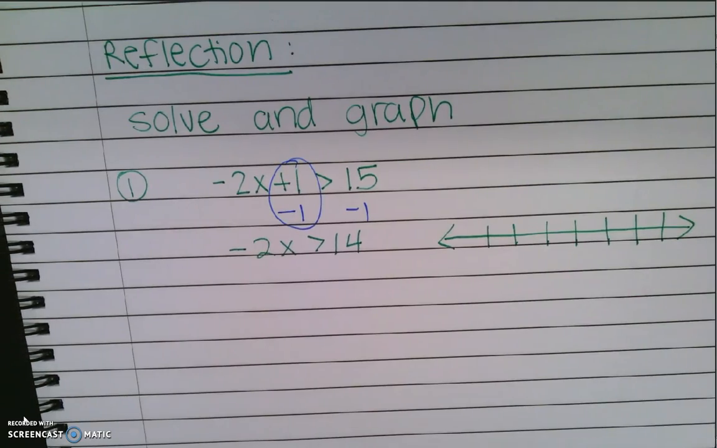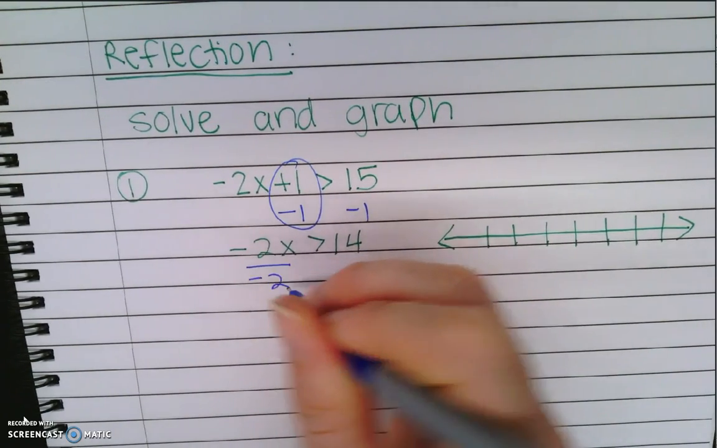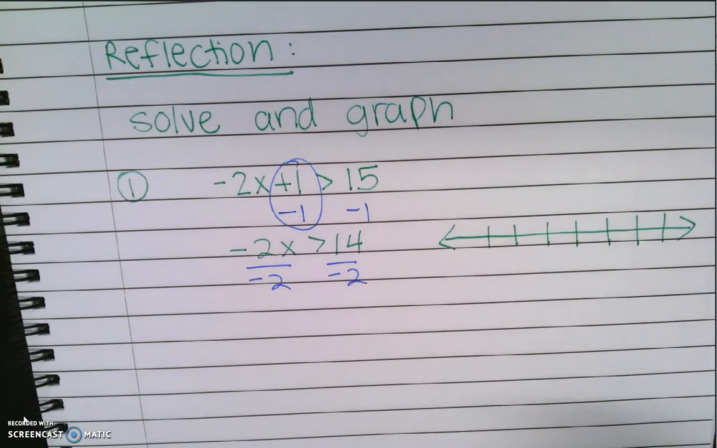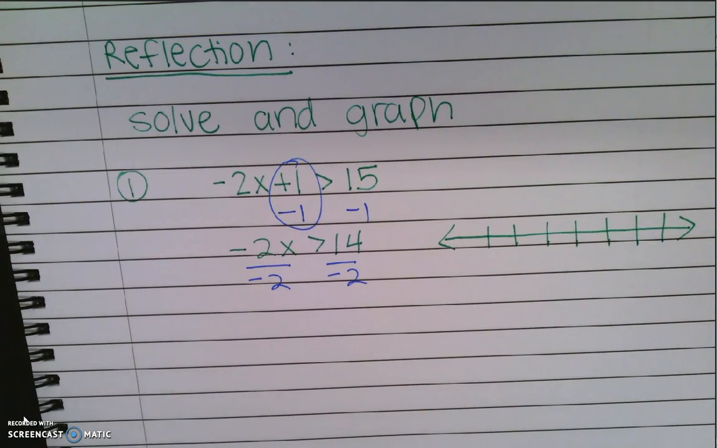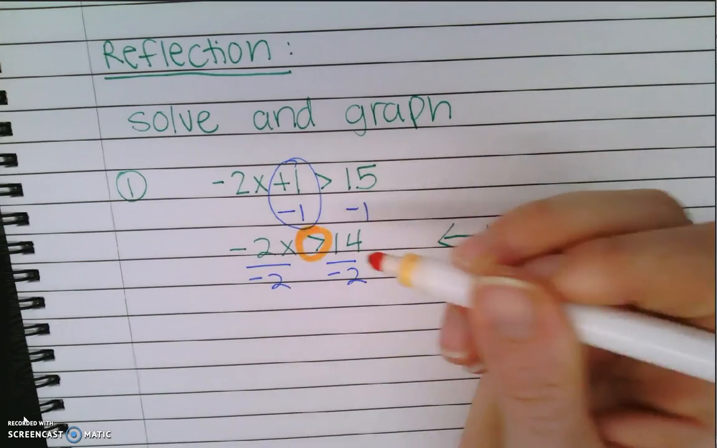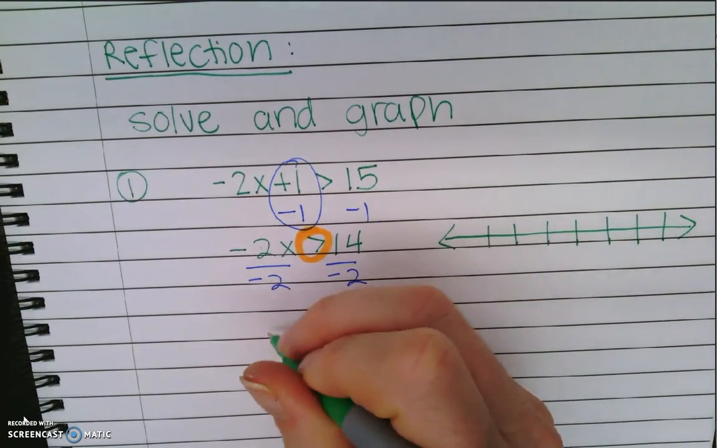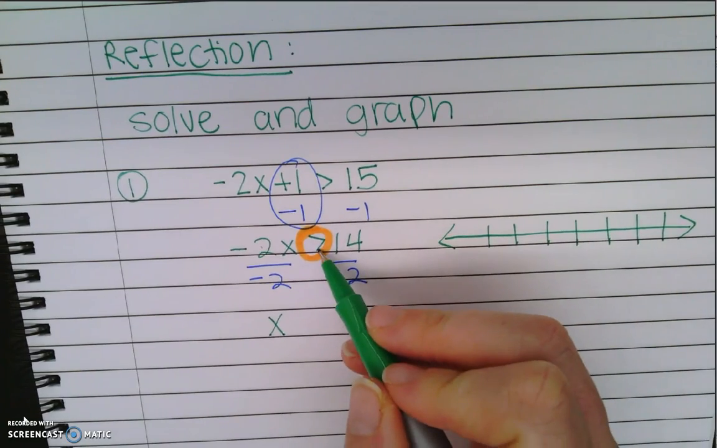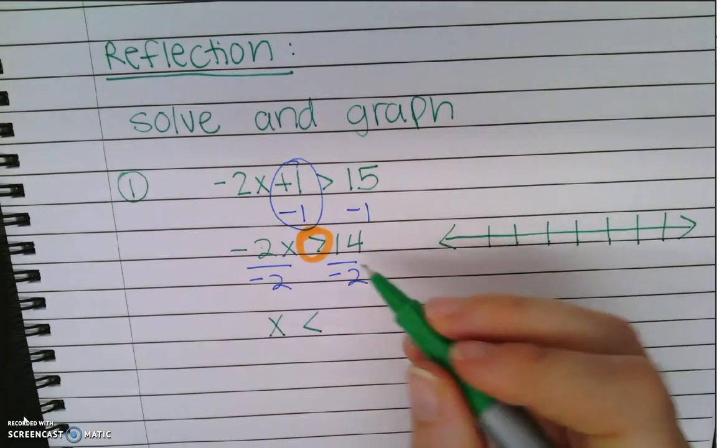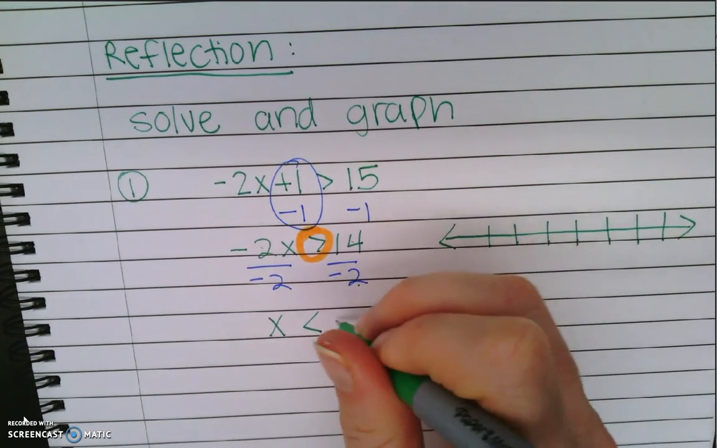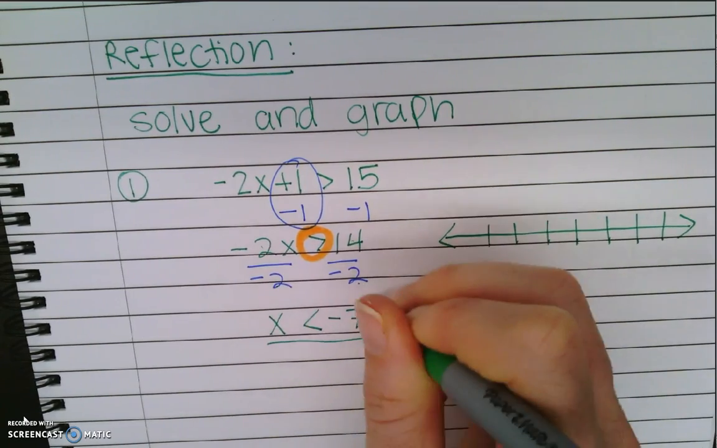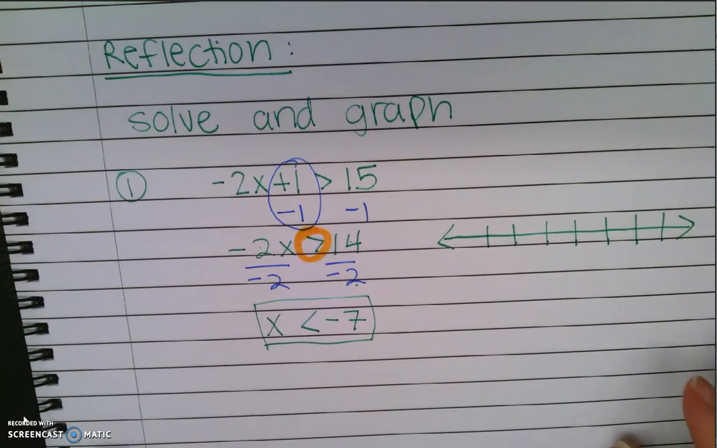To isolate my variable, I'm going to divide both sides by negative 2, or you could have multiplied both sides by negative 1/2. I'm multiplying by a negative or dividing by a negative. Don't forget to circle your symbol so you don't forget to flip it. Negative by a negative is a positive, so x is, this was greater than, so now it's less than. 14 divided by negative 2 is negative 7. Great job if you got that.